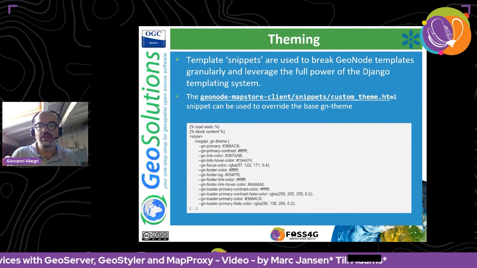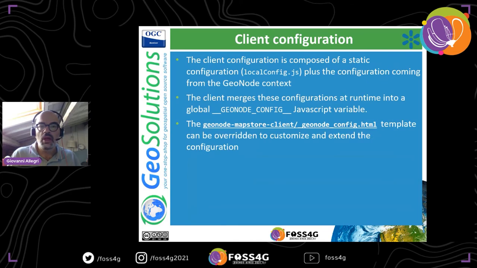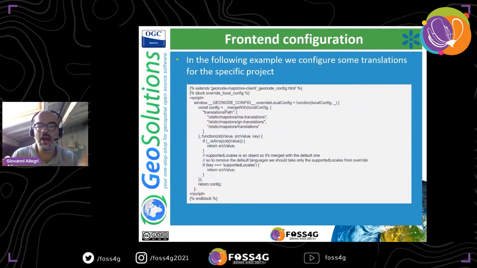We have broken the standard Geonode templates into very granular snippets, so that you can change the single pieces of the templates, and you can work on the styling in a granular way. So you can just override this, or provide your custom theme, and you can change any single piece of these snippets. You can also, the configuration of the client has been made overridable. So you have many ways to provide this configuration, from static JavaScript, template, settings, and whatever. And everything is merged dynamically. So you can have many channels to configure your application or provide custom configurations to your application. And this is an example. I won't dig into the details, but the documentation will tell you all of this.